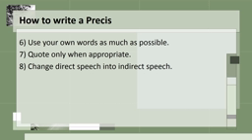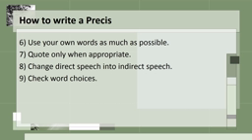Number 8, change direct speech into indirect speech. So for example, you're quoting from a speech by Martin Luther King. "I have a dream." You don't say, "I have a dream, Martin." You will actually change it into indirect speech. You can say, King in his speech envisioned an image of, etc., etc.